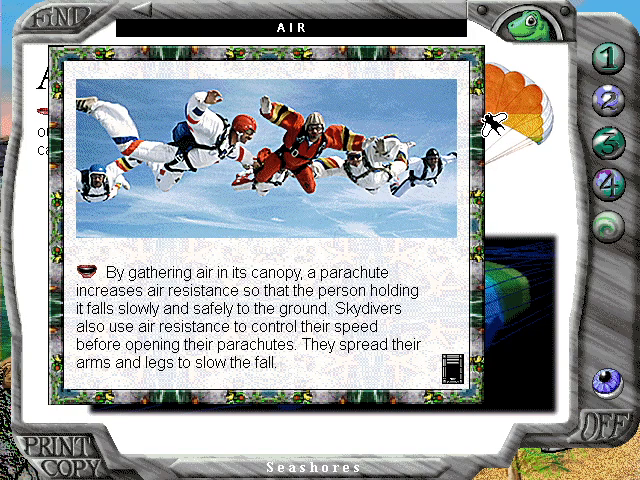By gathering air in its canopy, a parachute increases air resistance so that the person holding it falls slowly and safely to the ground. Skydivers also use air resistance to control their speed before opening their parachutes. They spread their arms and legs to slow the fall.